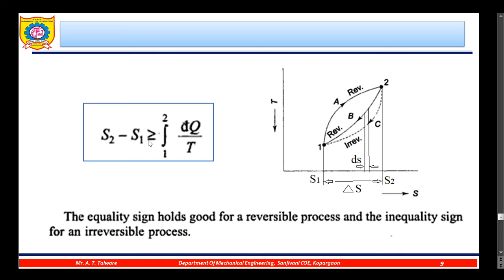If the process is reversible, we have to consider the equality sign, and the inequality sign is applicable for the irreversible process. Thus we can find out the entropy change for the irreversible process by using this equation, that is, the integration of delta q upon t. Like this we can calculate the change in entropy for the irreversible process.